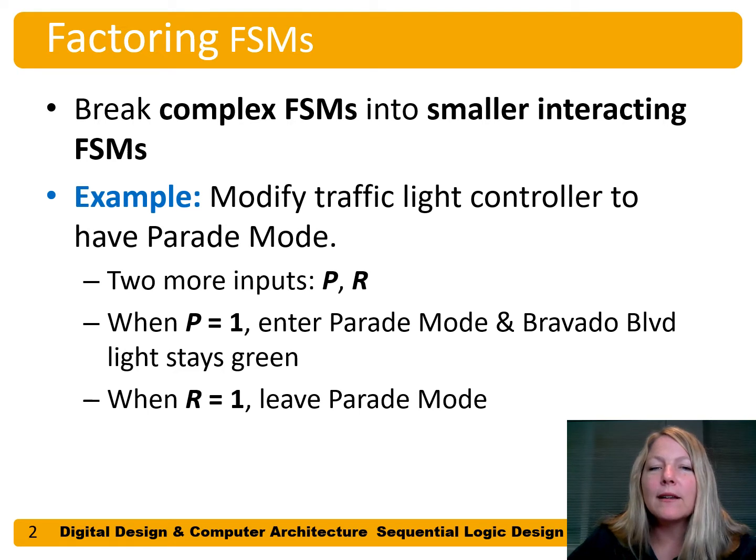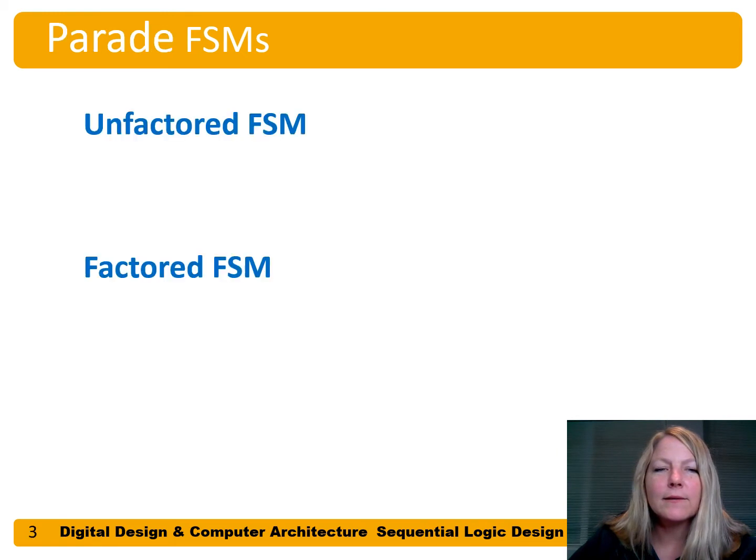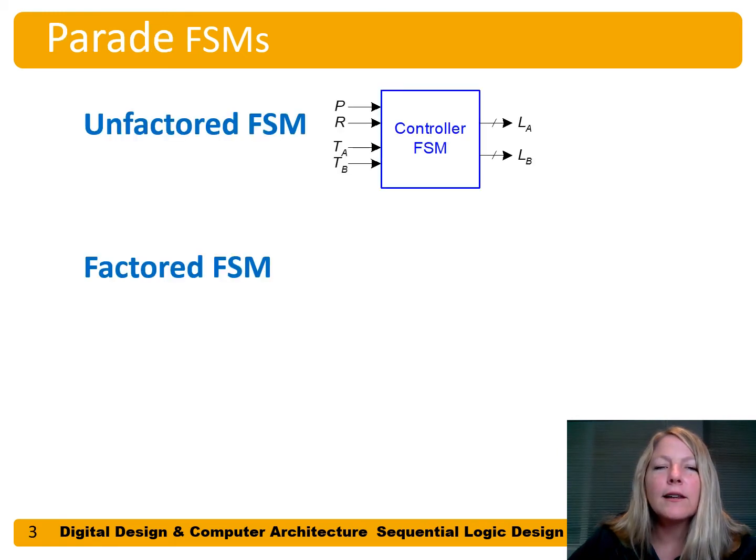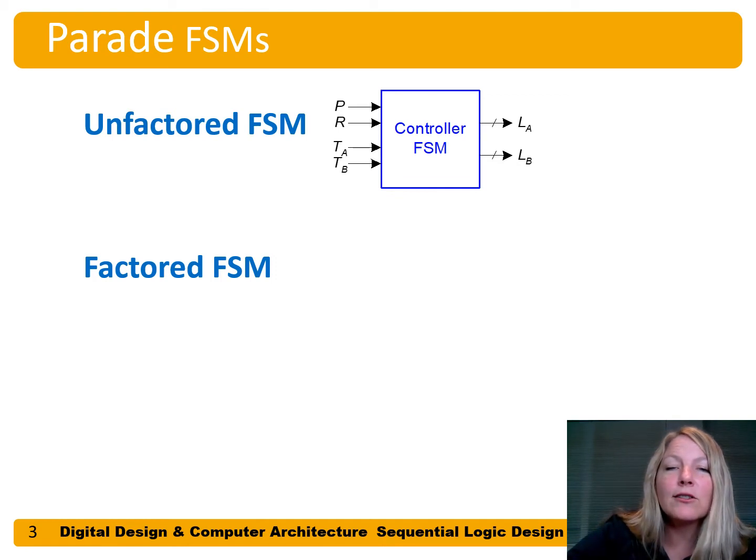An example is if we want to modify that traffic light controller that we built earlier to have a parade mode. So it has two more inputs, P and R. When P is 1, we enter parade mode, and the Bravado Boulevard light stays green. When R is 1, we're going to leave the parade mode. And so here's what our unfactored FSM would look like. It would just include those additional inputs into our FSM.